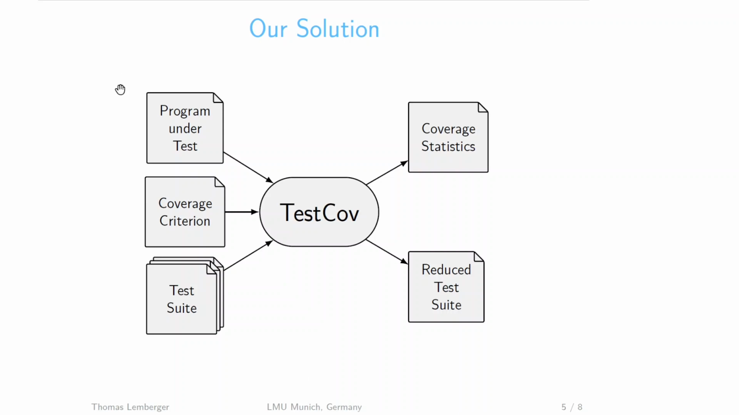TestCov takes the program under test, a coverage criterion. In TestComp, that's either coverage error or coverage branches, and the test suite that was generated by the participant. As output, we want coverage statistics. So first of all, the coverage measure for the coverage criterion, but also some other stuff that we may be interested in. And TestCov also gives us a reduced test suite.